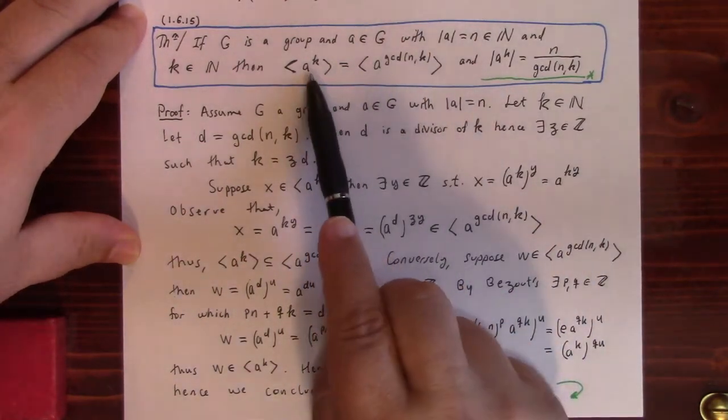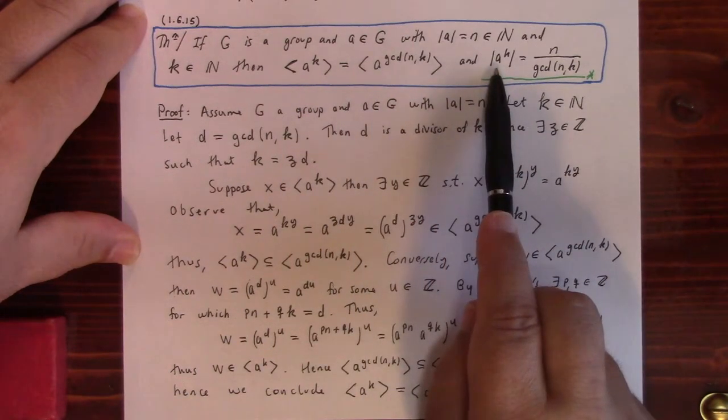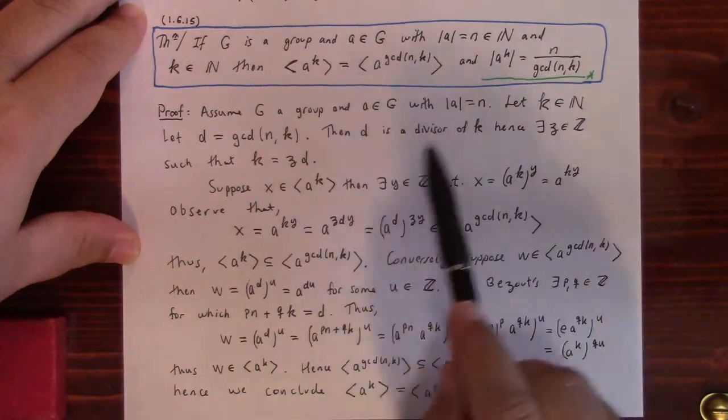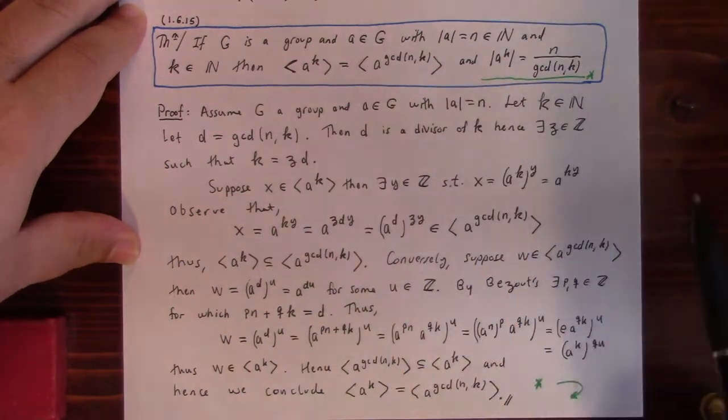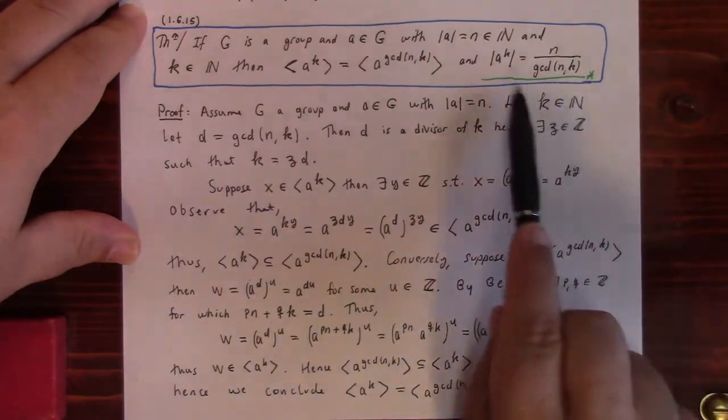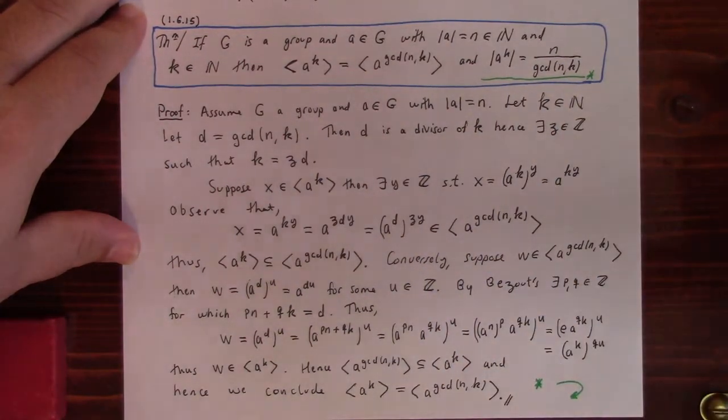More than that, for a to the power k, the order of that element is n divided by the greatest common divisor of n and k. I've put a little underline with green and star here because I'm going to prove that part of it on the next page. All right.